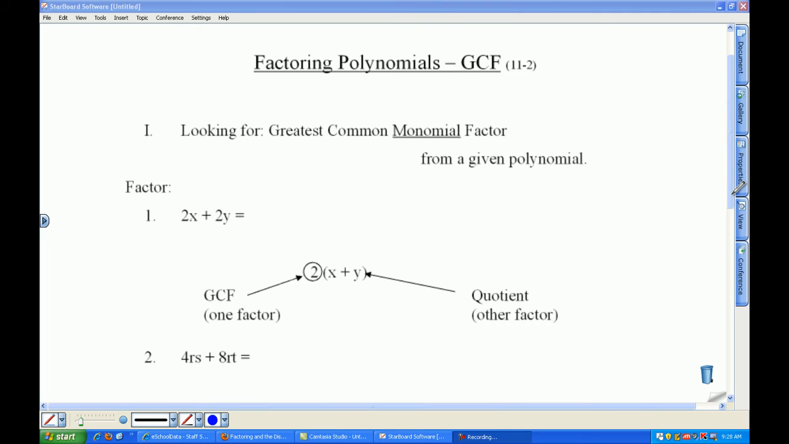Hello ladies and gentlemen. Today we're going to be talking about factoring polynomials. There's actually three different techniques that we'll discuss over the next 3 days. And the first one is factoring the GCF.